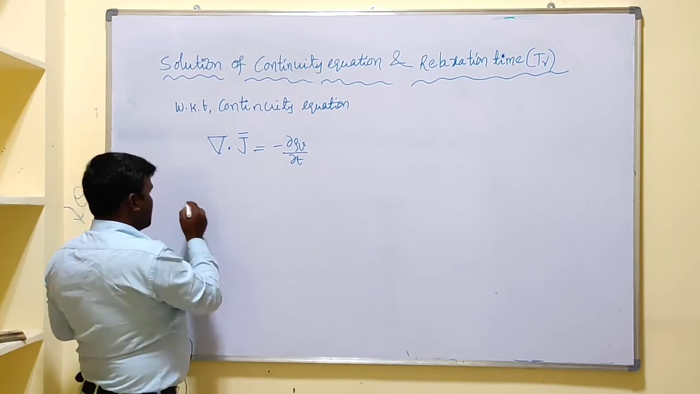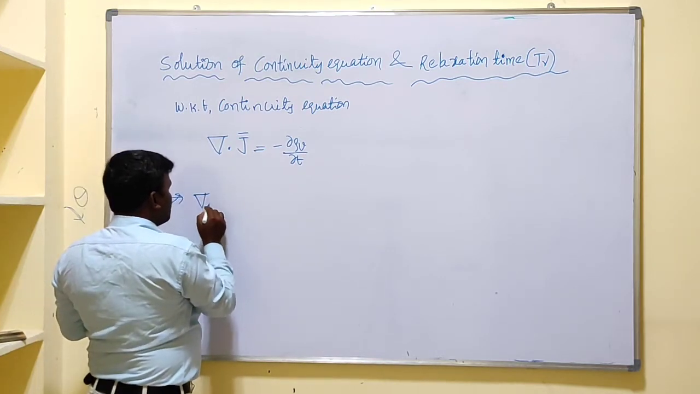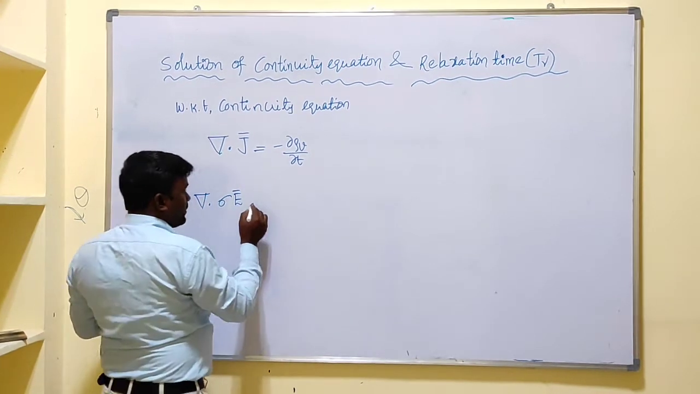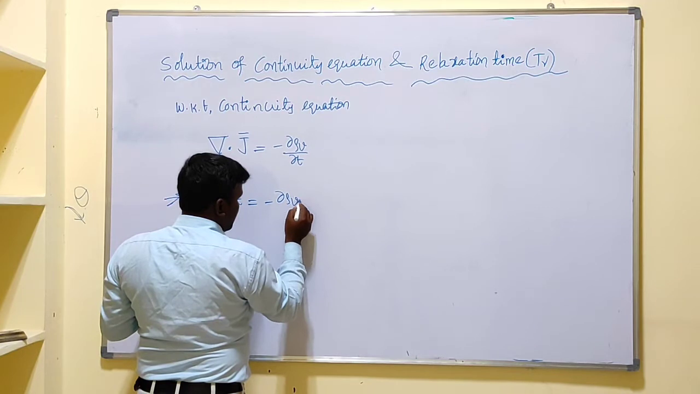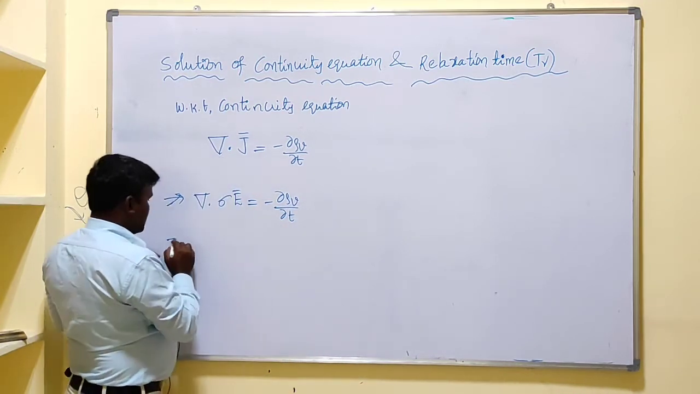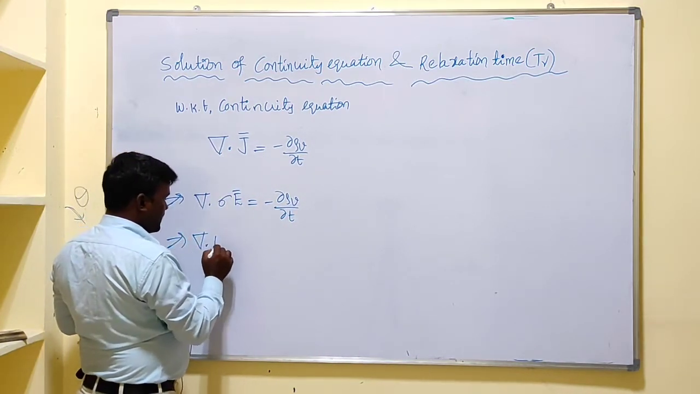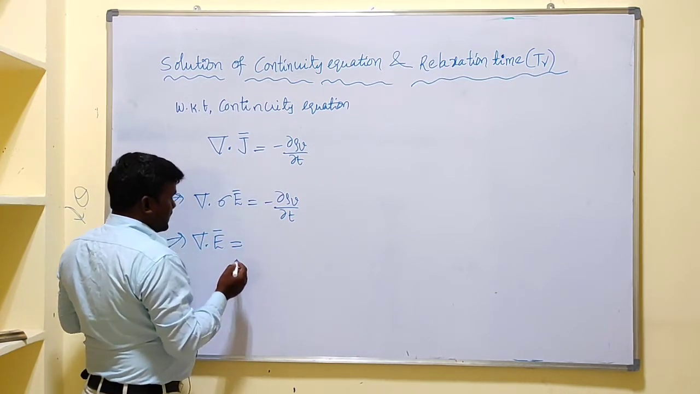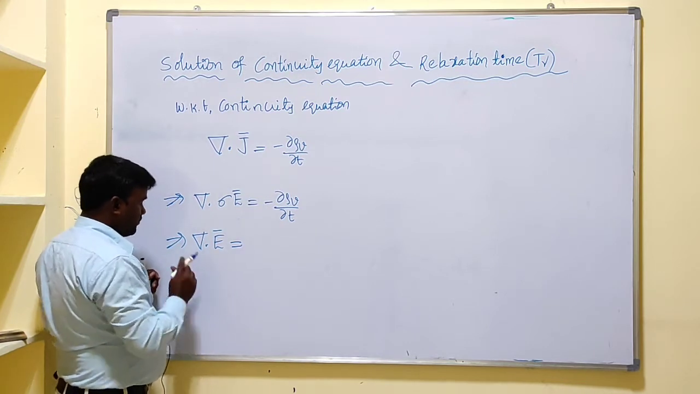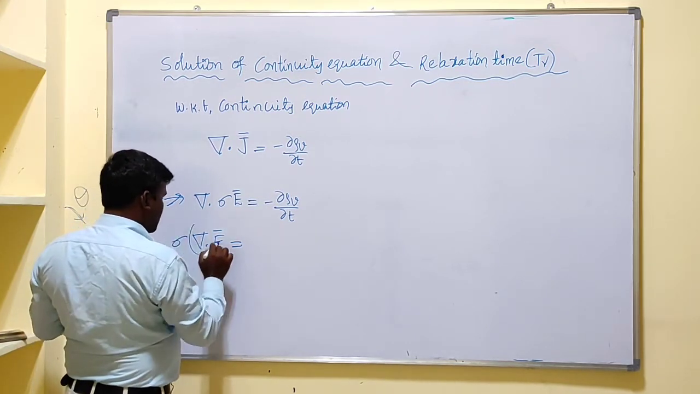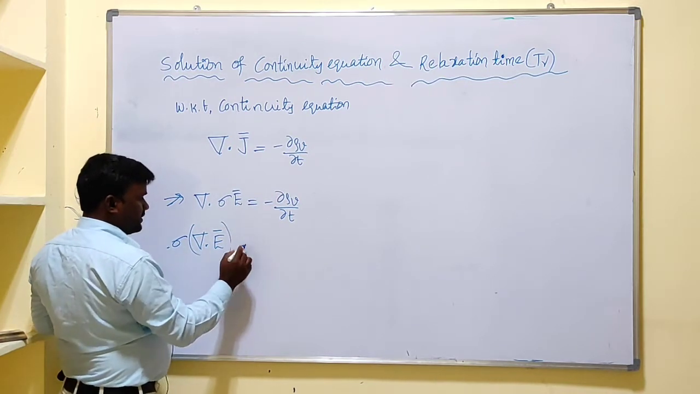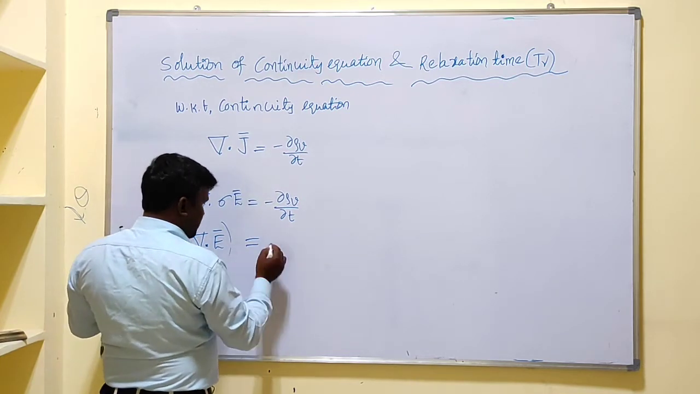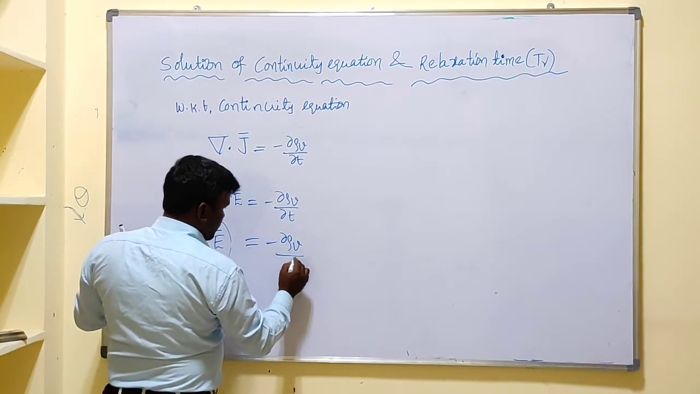Let us simplify this equation. Del dot J, where J can be written as sigma into E, is equal to minus dou rho V by dou t. Sigma is constant, so we can take it out of the del: sigma into del dot E equal to minus dou rho V by dou t.